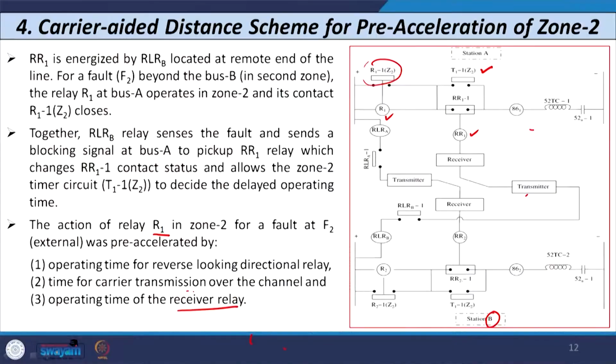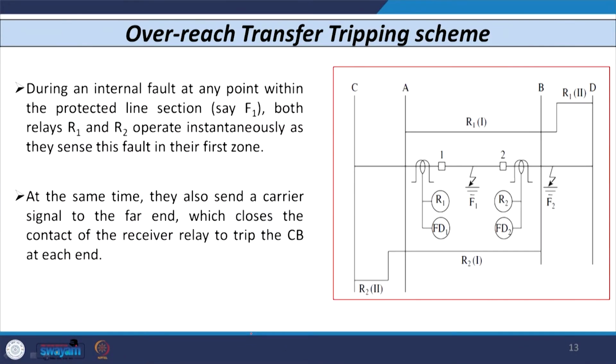So, we have to consider the operating time of the conventional relay, or reverse looking relay. We have to consider the operating time of the receiver relay, and we have to consider the carrier transmission. What is the delay in the transmission of the signal from one bus to another bus, that also we need to consider. So, with this background, let us discuss the last scheme, that is known as overreach transfer tripping scheme.